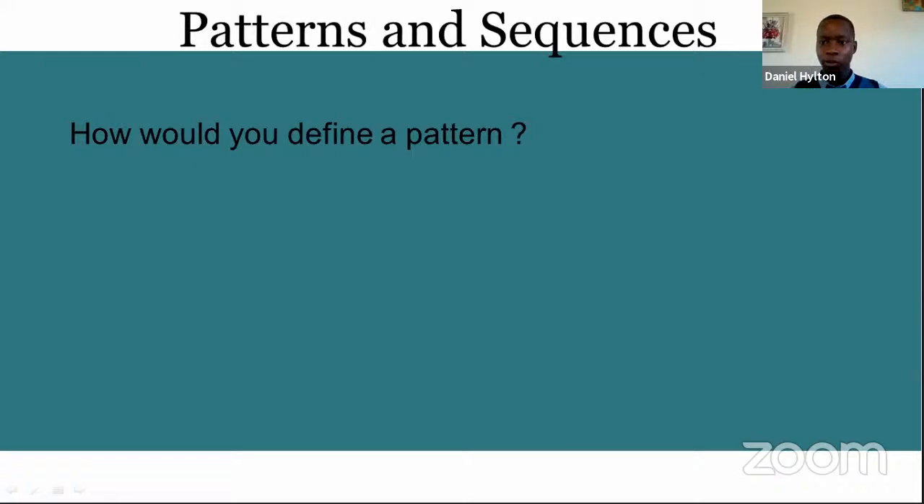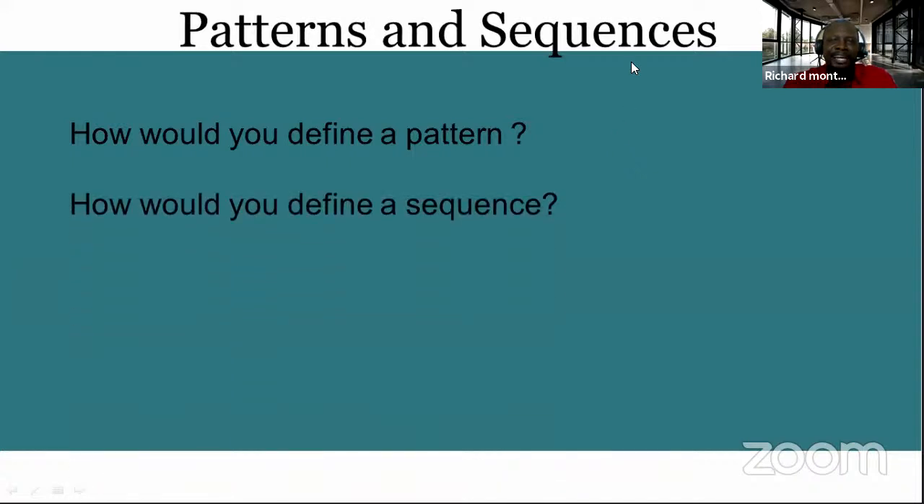Not seeing anything yet, Mr. Montague. All right. So we're seeing Ms. Simpson raising her hand. All right, could you go ahead, Ms. Simpson? A pattern follows a particular sequence. That's what I have. All right, wonderful. All right, Zanik Reed, similar thing. I'm going to keep you right there and I want for you to tell me how you would define a sequence.